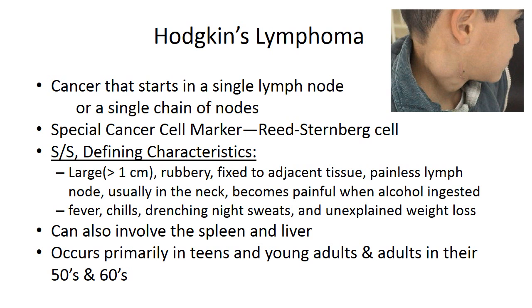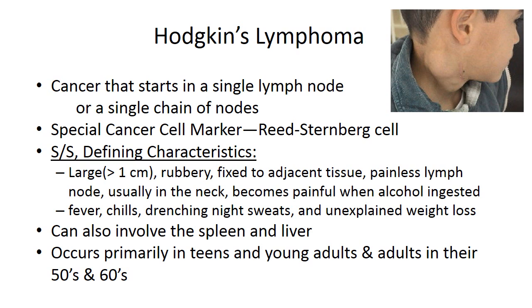So Hodgkin's lymphoma starts in a single lymph node or a single chain of lymph nodes, and it is characterized by the special cancer cell marker that is present in Hodgkin's lymphoma. The Reed-Sternberg cell is this special cancer cell, and there are other defining characteristics that are associated with Hodgkin's lymphoma. I really like the picture up to your right because it shows this large, rubbery lymph node, fixed to the adjacent tissue. These are usually present in the neck and become painful when alcohol is ingested.